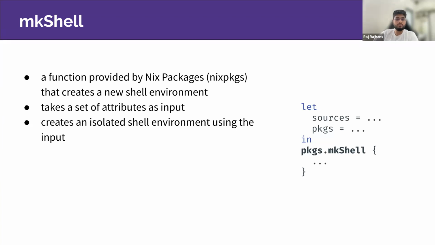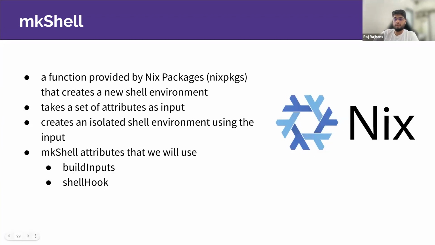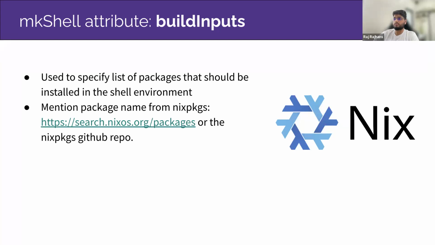So in our case, we will be using two mkShell attributes. First is buildInputs and shellHook. Let's quickly understand what these do. Okay. The first is buildInputs. It's very simple. As the name suggests, it is used to specify a list of packages that you want to install in the shell environment. So you pretty much just mention the package name, and that package name you can get from the Nix packages website, right? Actually, if you add another source, you can do anything that your source will provide. But for starters, nixpkgs that is already there is pretty much good enough for us, right?